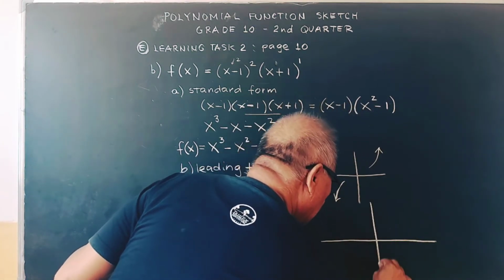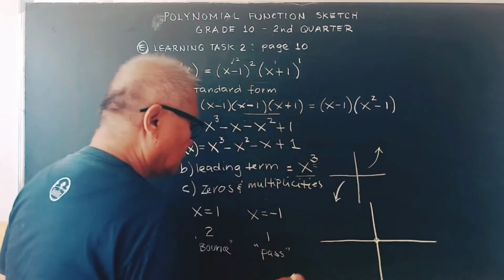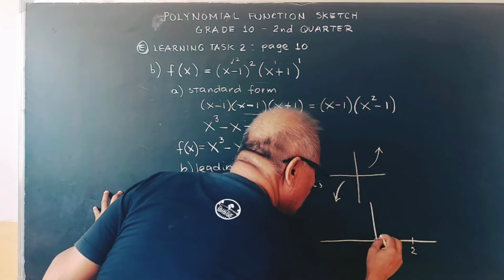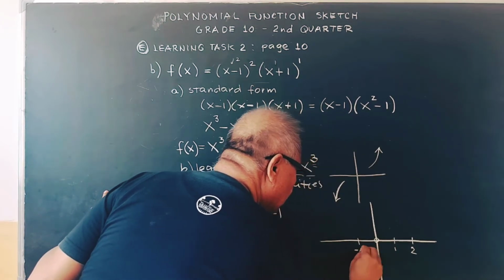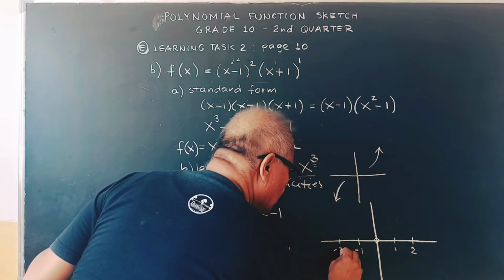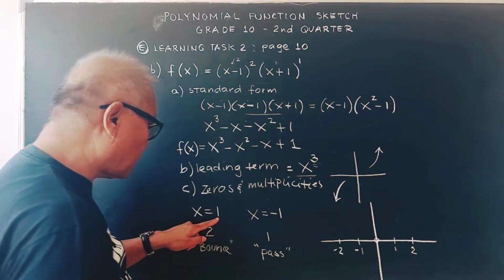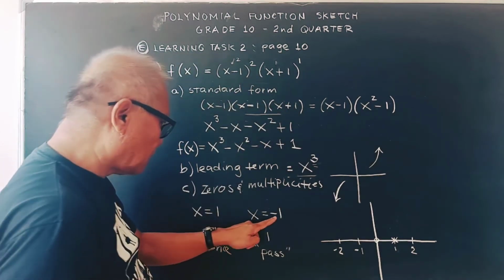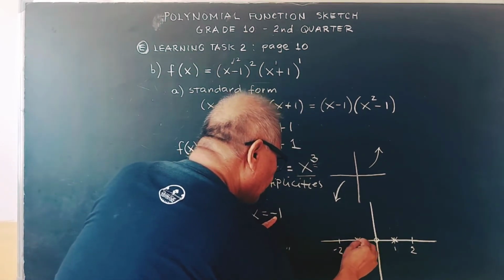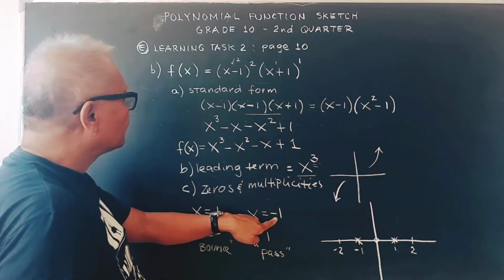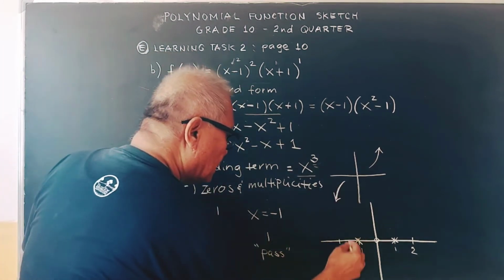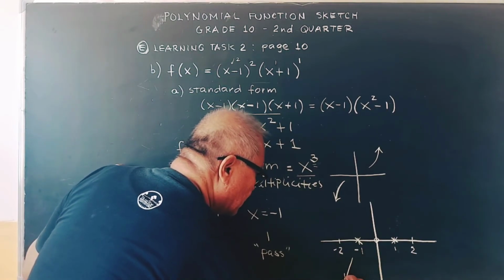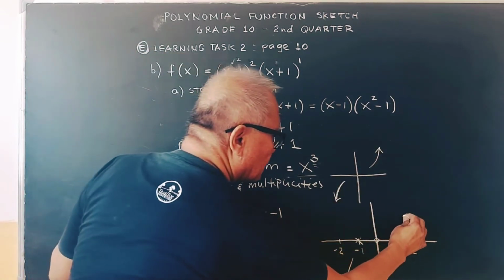Okay, let's have here 0. We have 1 here, 2, we have negative 1, negative 2. Okay, critical points: 1. Where's the 1 here? So it's here, and the negative 1, it's here. Okay, so let's have this one. So here we have a point here, and here it is going up.